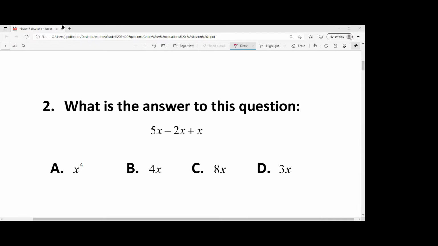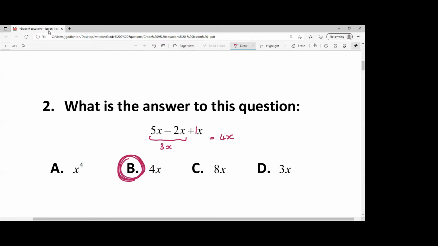So now we'll have to see if it's right. But let's have a look. If we take 5x, so we have 5 of something and we're minusing 2x because we always work left to right, we'll have 3x left. And then we're adding another x, so our final answer would be 4x. So it definitely is B.